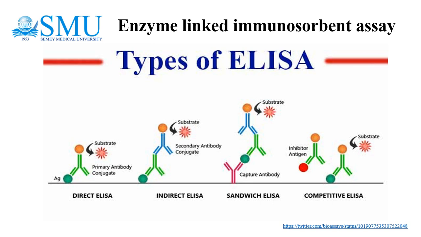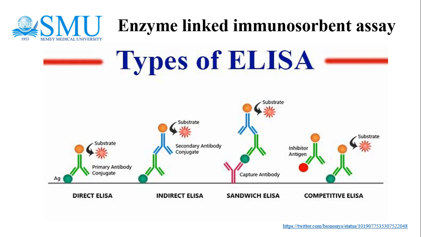Step 2, this antigen-antibody mixture is then added to the microtiter well pre-coated with the same type of antigen. Step 3, the free antibodies bind to the antigen coated on the well, and the more test antigen present in the sample, the fewer free antibodies will be available to bind to the antigens coated onto the well.